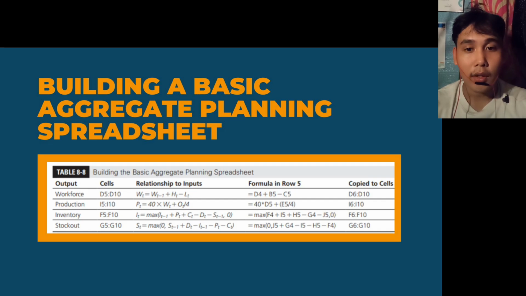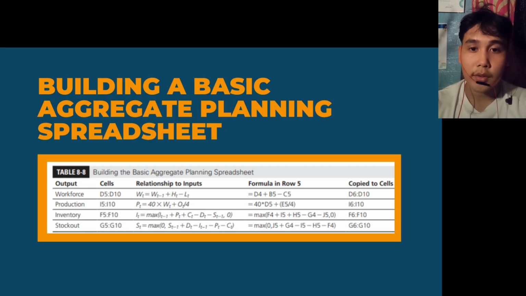We set up columns for our workforce size, W sub T, the number of employees hired, H sub T, or laid off, L sub T, and the total units produced, P sub T, and the inventory remaining at the end of the month, I sub T. We also track operational factors like subcontracted units, stock outs, and overtime hours. The power of the spreadsheets comes from the formulas linking these variables.